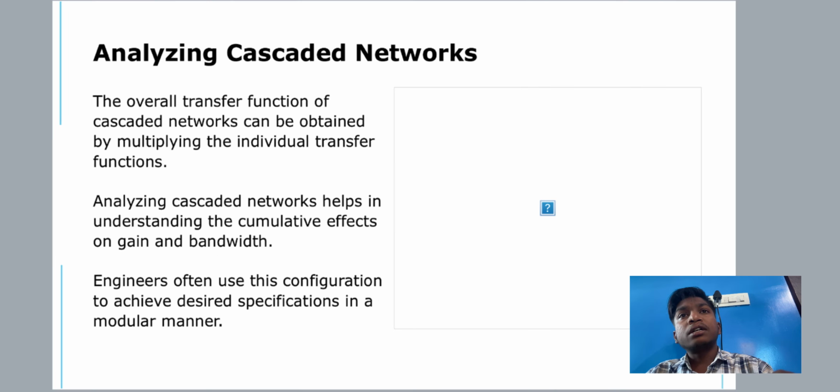Analyzing cascade networks. The overall transfer function of cascade networks can be obtained by multiplying the individual transfer functions. Analyzing cascade networks helps in understanding the cumulative effects on gain and bandwidth. Engineers often use the configuration to achieve desired specifications in a modular manner.